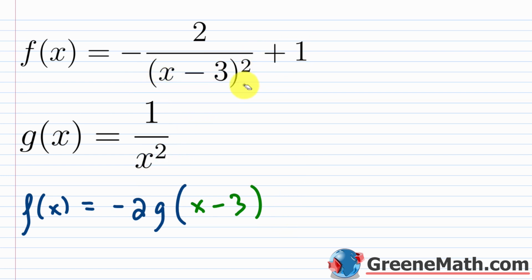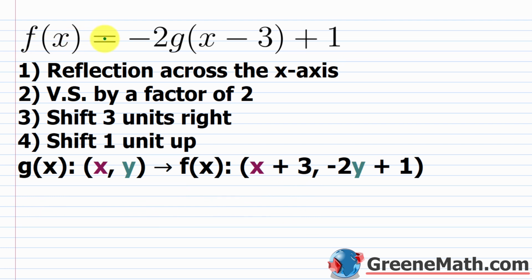Let me actually erase this and I'll just circle this. So that's going to come like that. Okay, so coming down here, I've already rewritten this. So f of x equals negative 2 times g of x minus 3 and then plus 1. So again, I'm going to work left to right. So I'm going to say that this is 1, this would be 2, then this would be 3, and then this would be 4. So the negative out in front, that's going to give me a reflection across the x-axis. The 2 right here gives me a vertical stretch by a factor of 2.